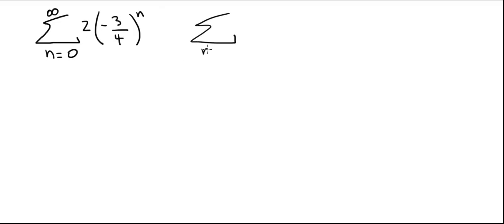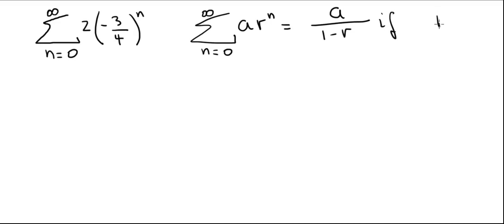We're going to determine if the geometric series from n equals 0 to infinity of 2 times (-3/4)^n converges or diverges. First, recall that when the geometric series starts at 0, the standard form is the summation from n equals 0 to infinity of a times r^n, and this converges to a divided by 1 minus r, provided that r is strictly between -1 and 1.